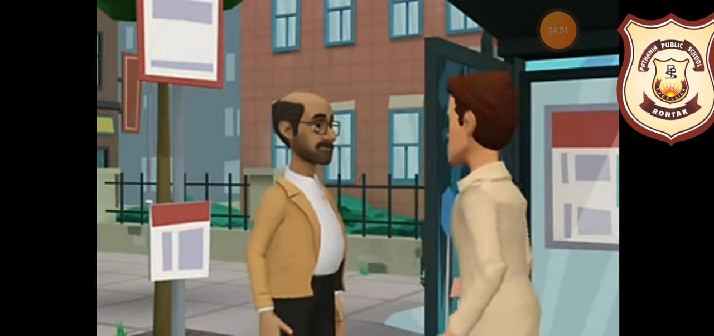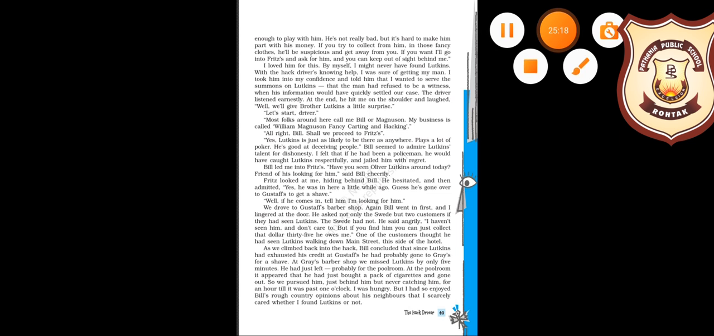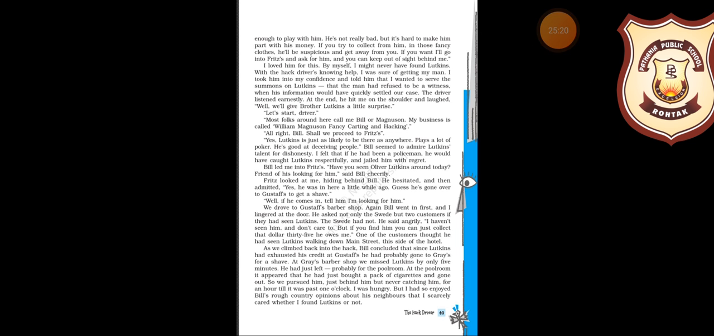We drove to Gustav's barber shop. Who was in charge here? Bill, the hack driver. Again Bill went in first and I lingered at the door, waiting. He asked not only the Swede, who was the barber, but two customers if they had seen Lutkins. The Swede had not. He said angrily, "I haven't seen him and don't care to." He was so angry because Oliver Lutkins owed him $35. One of the customers thought he had seen Lutkins walking down Main Street, this side of the hotel.